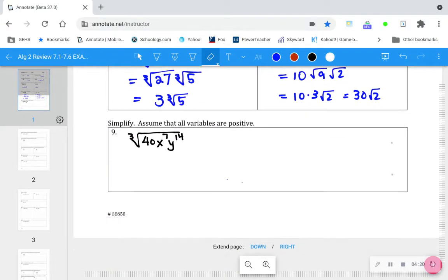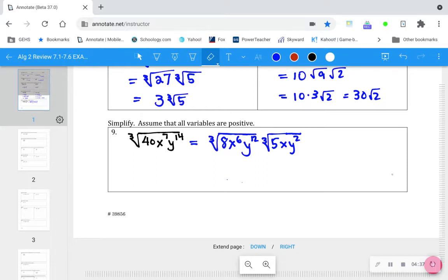And finally, example 9, last one I'll do on this video. You're going to assume that the variables are positive, which means you don't need the absolute value bars, and you're going to break this one up into a perfect cube of 8, and then times 5 to get you 40.